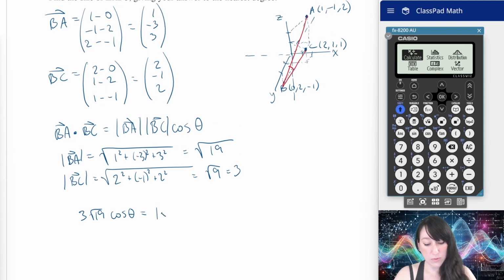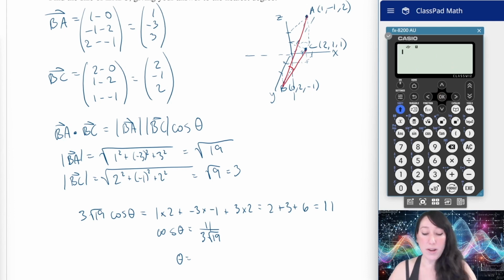So 1 times 2 plus negative 3 times negative 1 plus 3 times 2. So solving for cosine theta, we'd have 11 over 3 root 19. So what's theta? We want it to the nearest degree, so make sure we're in degrees mode. And we'll take inverse cosine of 11 over 3 root 19. To the nearest degree, that would be 33 degrees.